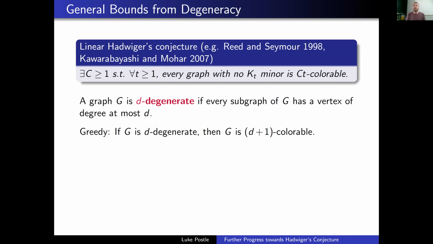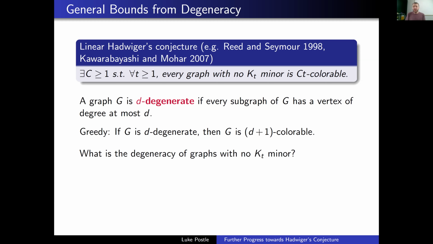What is known for general bounds? Well, instead of really using color, you can just use the structure of K_t minor free graphs. A graph G we say is d-degenerate if every subgraph of G has a vertex of degree at most d. And a simple greedy algorithm shows that if you're d-degenerate, then you're d plus 1 colorable.